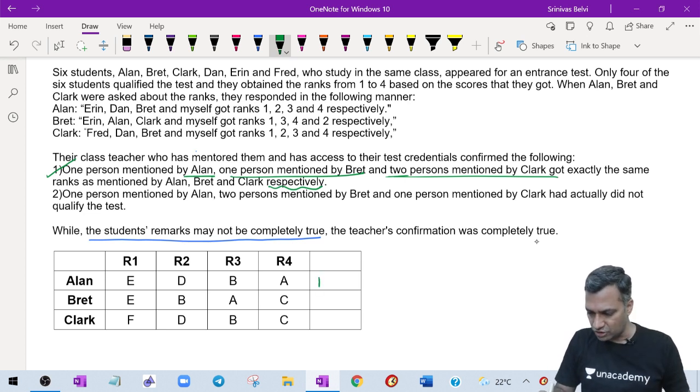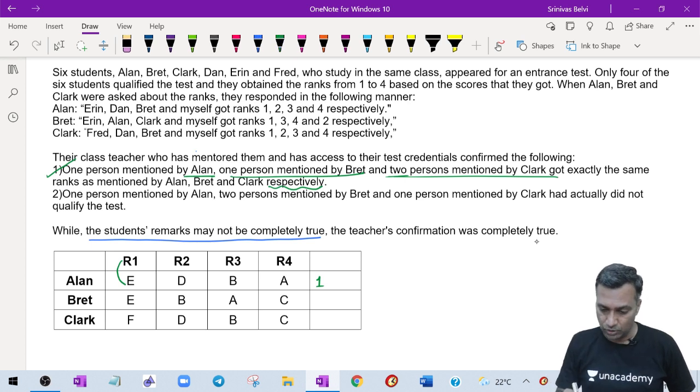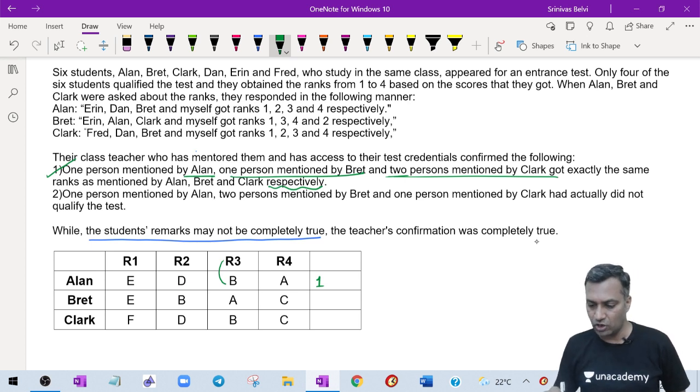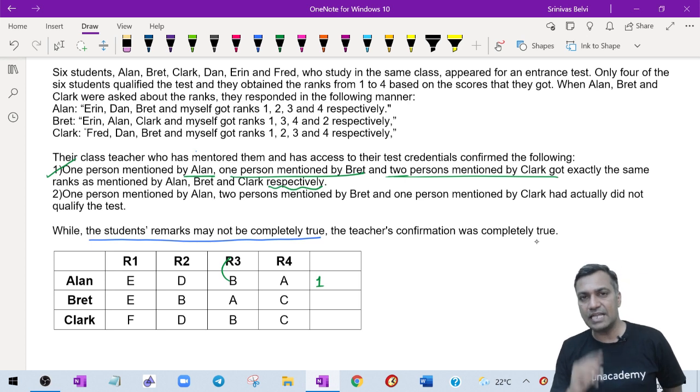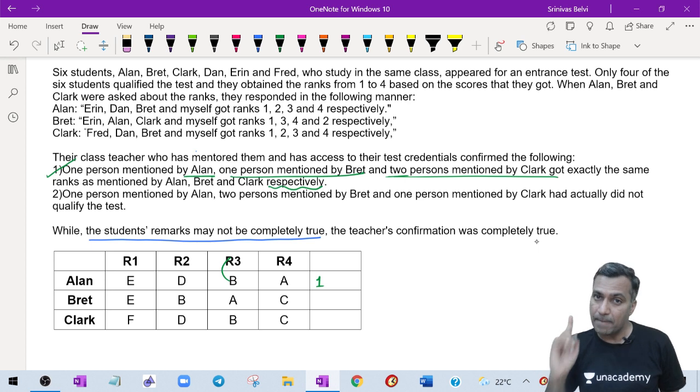So for the one person mentioned by Alan, maybe it is possible that he got the first rank, or exactly one person got the exact same rank as told by Alan. Or it may be possible that D got the second rank, or B got the third rank, or A might have got the fourth rank. But I don't know. Only one person's ranking mentioned by Alan is matching with the name. Only one. So what about the remaining three? There can be a mismatch. They might have got a rank between 1 and 4, but there could be a mismatch as well.